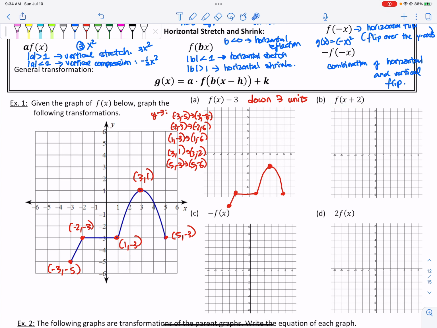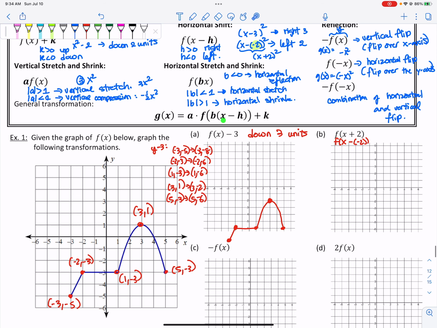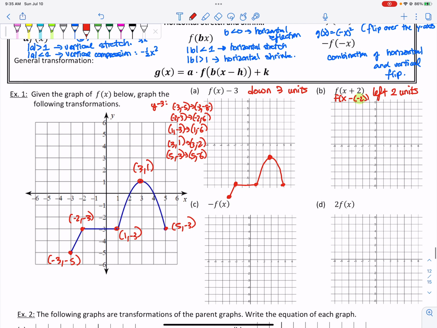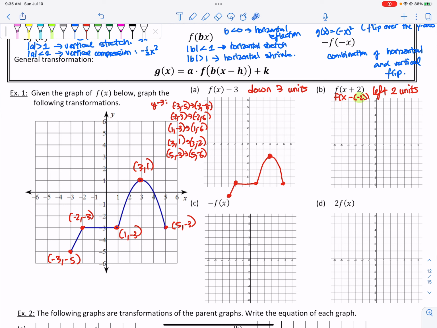The x plus 2 is within the parenthesis. Remember, we have to change this into f(x minus a negative 2), so that's in the form of x minus h instead of x plus h. Now this negative 2 indicates that it's going to be moving to the left 2 units. When we move left, that changes the x values, so we will subtract the x value by 2.